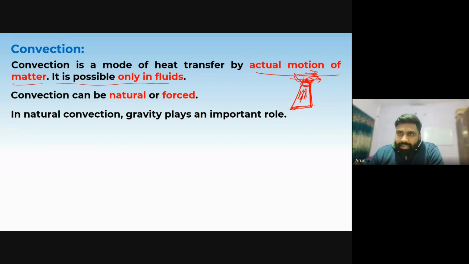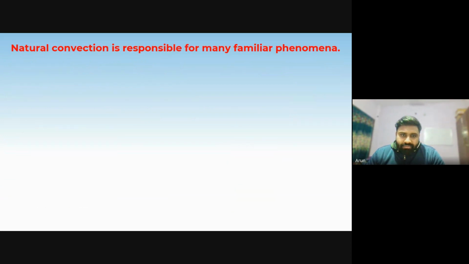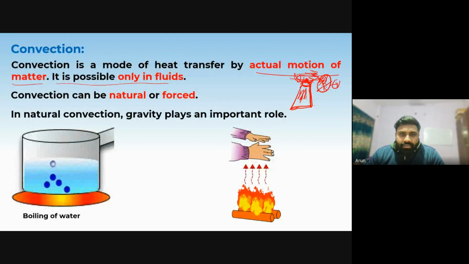It happens naturally. But what if we placed a fan near this chimney? If we place a fan, we are forcing air to this. We are forcing the cold air to remove the hot air very rapidly. So that is termed forced convection. That's simple logic. This one you can take as the example of natural convection.